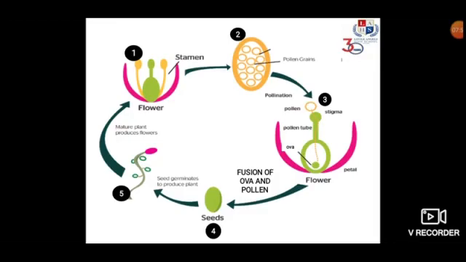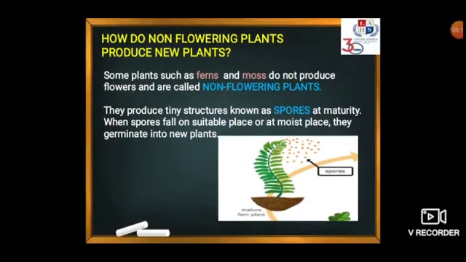Now the seed germinates to produce a plant. And then finally this plant matures and it produces flowers. And again this entire cycle will take place. Now, we have been discussing till now how a plant which gives flowers produces more plants. But have you ever wondered how a non-flowering plant gives rise to a new plant?